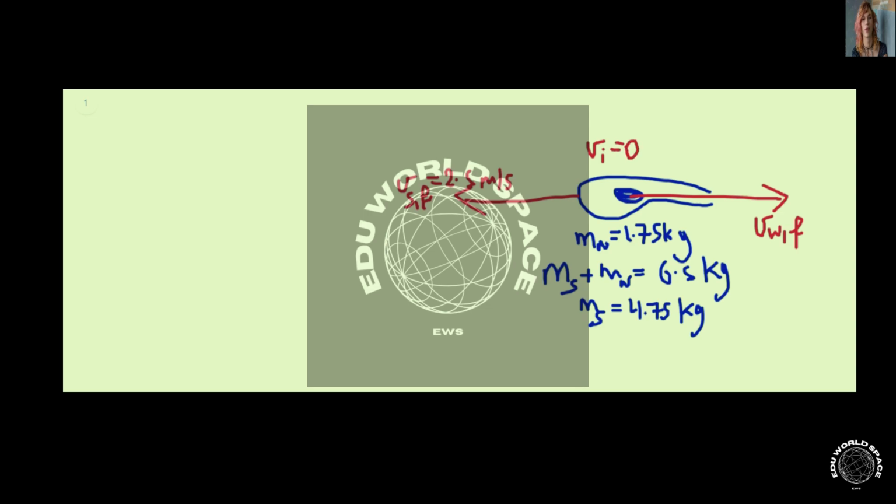He was at rest. And the question is asking me in part A, what is the speed of the water needed to be expelled from the squid such that he will escape with a speed of 2.5 meter per second? And the second part of the problem is to find the total kinetic energy that is made by the squid.